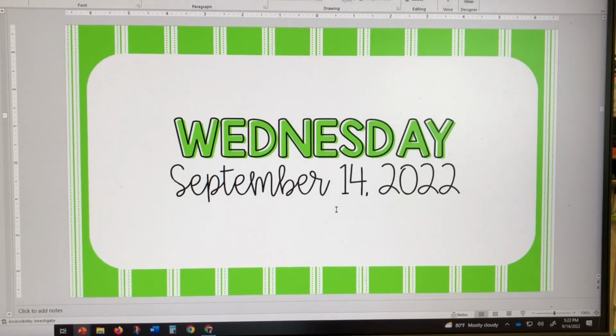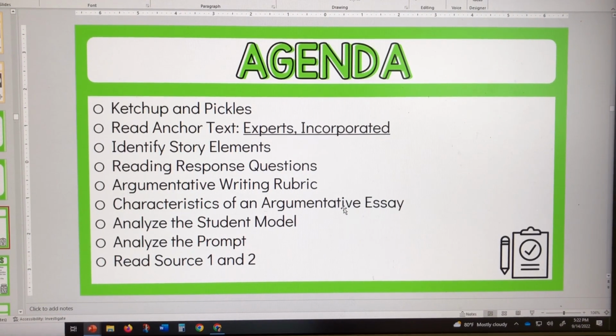And of course, for writing, I went over the argumentative writing rubric and the features of an argumentative essay, as well as previewing the student model that we're going to analyze, and of course, previewing the prompt that we're going to write about. So here are our Wednesday slides, and this was our agenda.